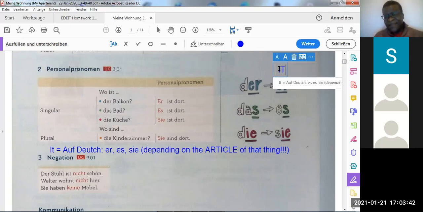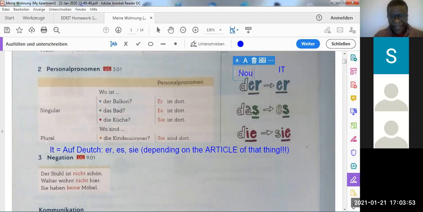So this is the it. Inside, I'm going to write it here. It's going to become er. And this side, remember, the noun: der Balkon, das Bad, die Küche. So if I don't want to say der Balkon, I'm going to say er ist dort. Okay? Wo ist das Bad? Where is the bathroom? So now he's going to say es ist dort. Why S? Remember the formula? Neutral. Any article with das, put S. This is it.